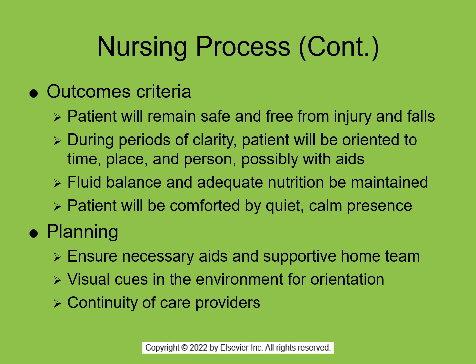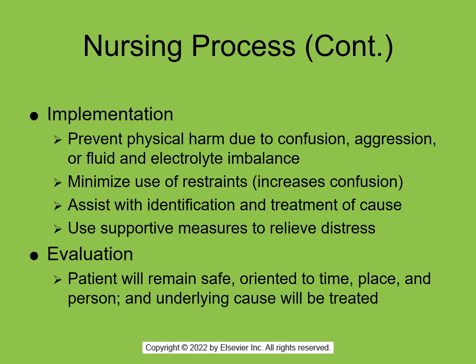So again, fluid balance and adequate nutrition should be maintained. Again, these clients, like I said, may become demented or have delirium. They forget to eat or they won't eat. We want them to be comfortable. Also, make sure that whatever supportive device they're using is safe to use. And again, use visual cues in the environment for orientation, showing them pictures, things of that sort. Make sure they follow up with their providers for continuity of care.